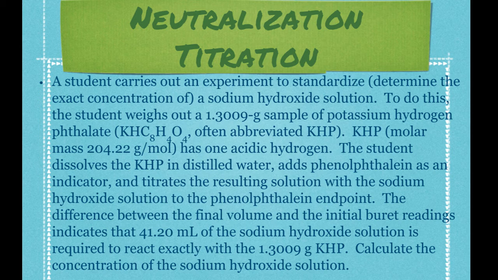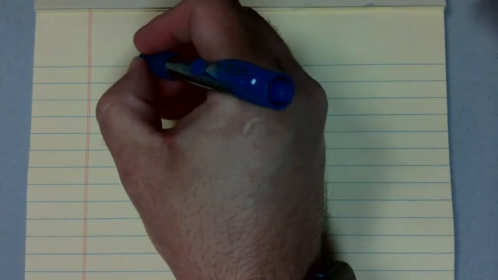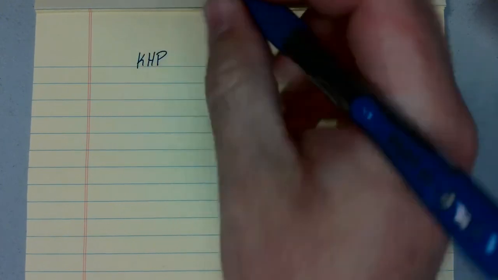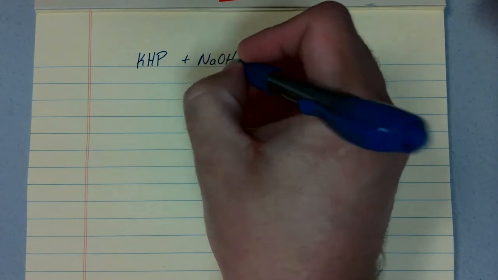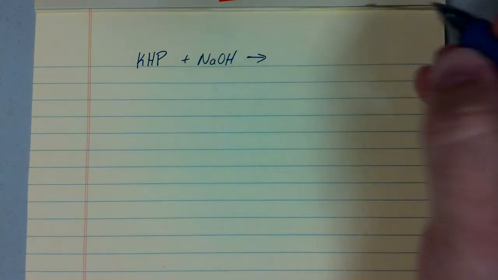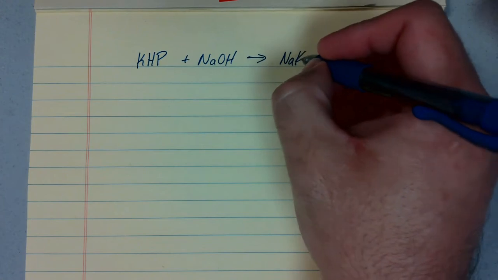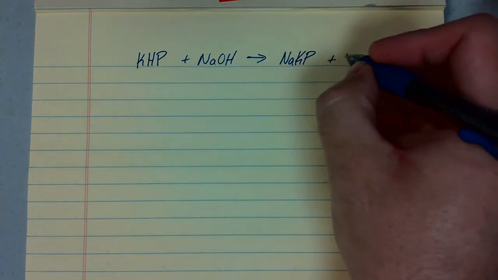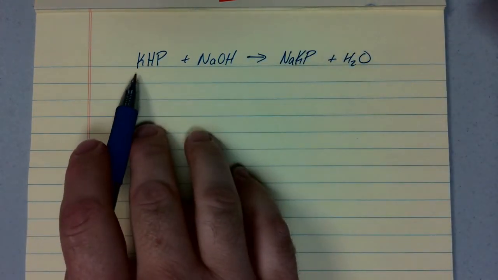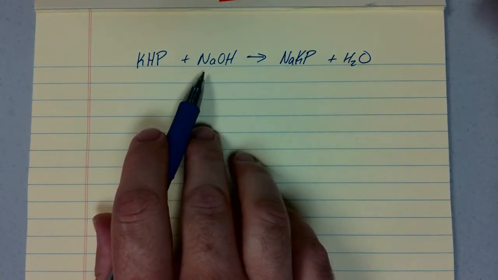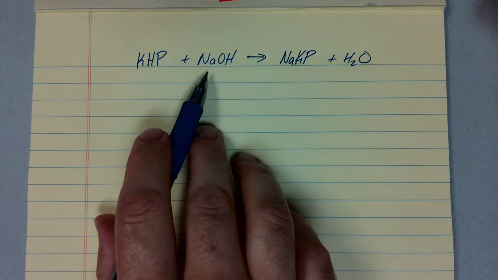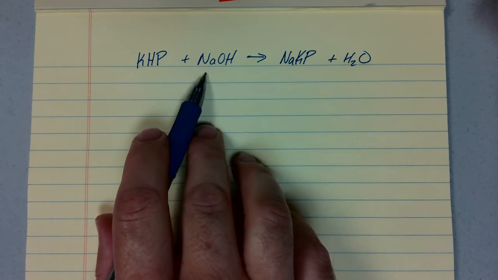Let's calculate the concentration of sodium hydroxide solution. This question may seem like a doozy, but it really isn't. Since KHP has one ionizable proton, it's going to react with sodium hydroxide in a 1-to-1 ratio, and we're going to get sodium potassium phthalate and water molecules. So if we know how many moles of KHP are present, we'll know how many moles of sodium hydroxide reacted with it. And then we'll just divide by the volume of sodium hydroxide that was used to get the molarity.